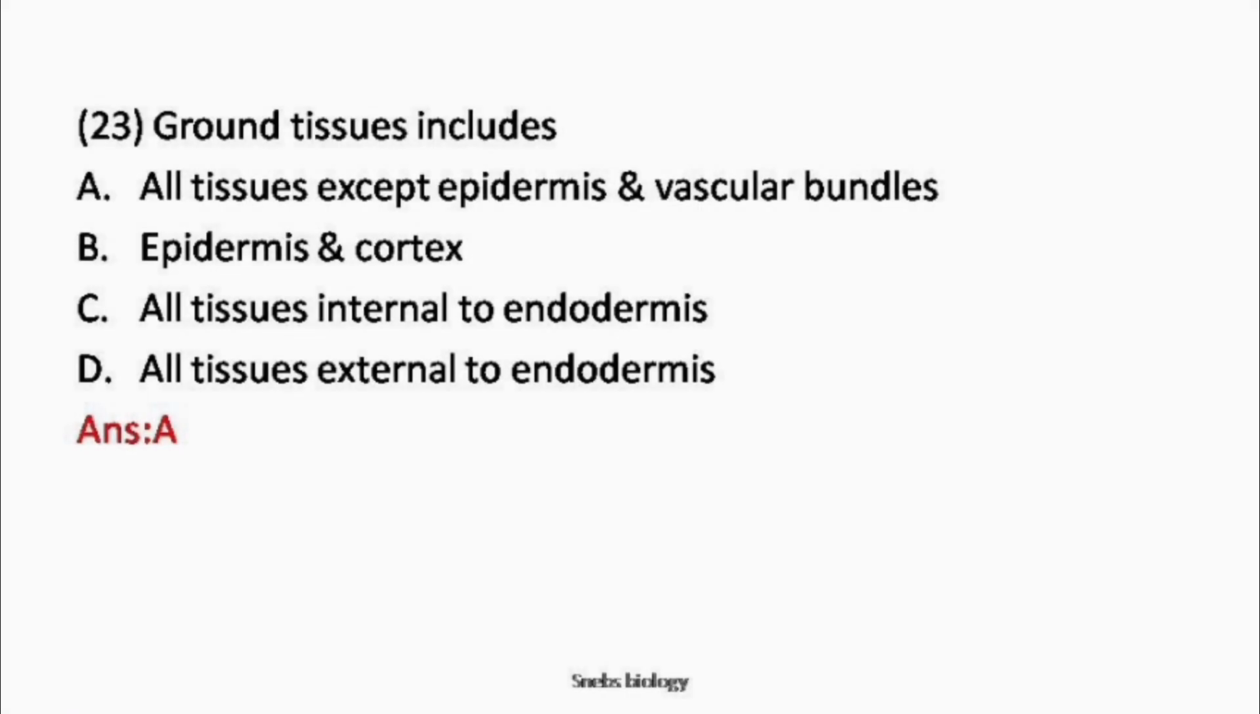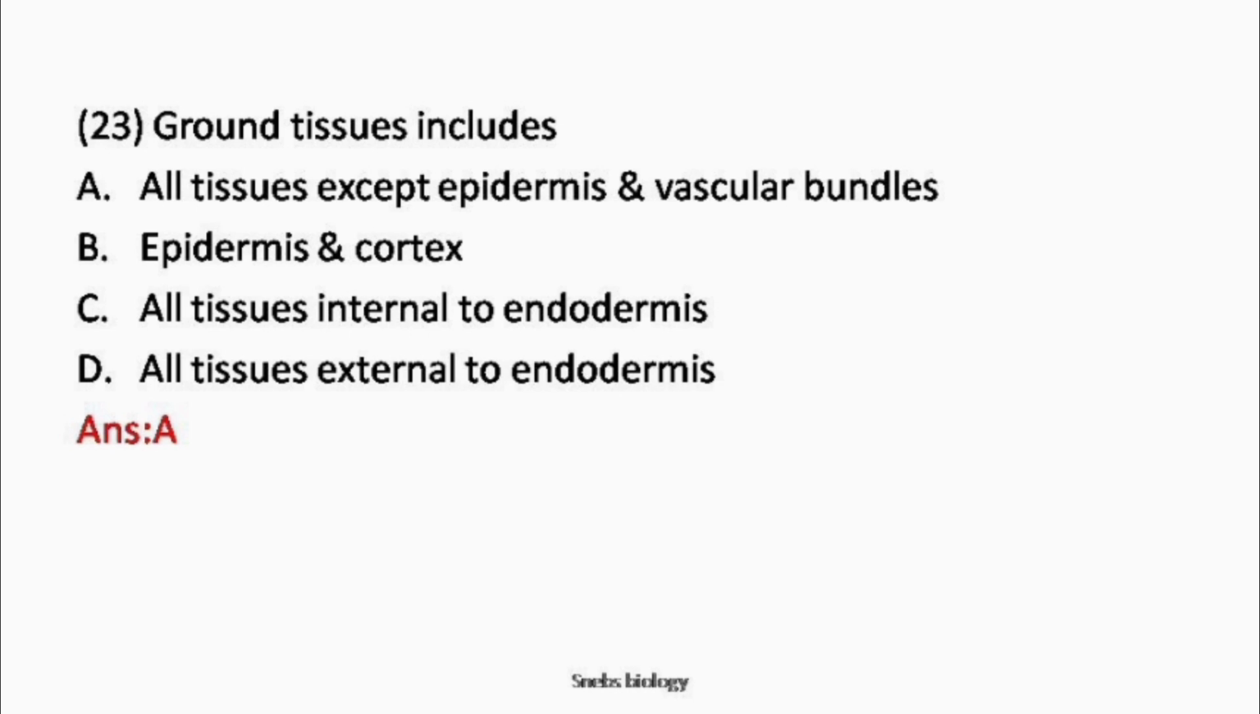Ground tissues include option A all tissues except endodermis and vascular bundle, option B epidermis and cortex, option C all tissues internal to endodermis, option D all tissues external to endodermis. So all tissues except epidermis and vascular bundles constitute the ground tissue or fundamental tissue. It consists of simple tissues such as parenchyma, collenchyma and sclerenchyma.